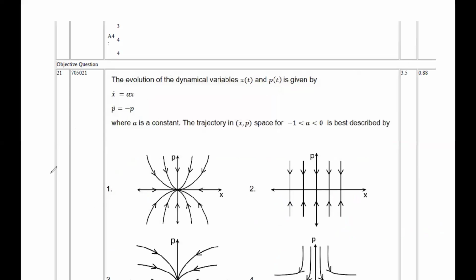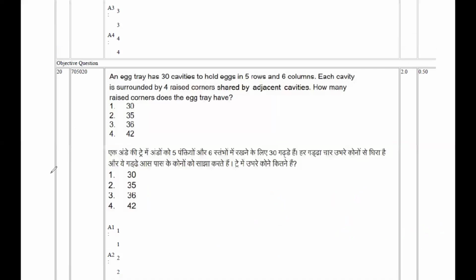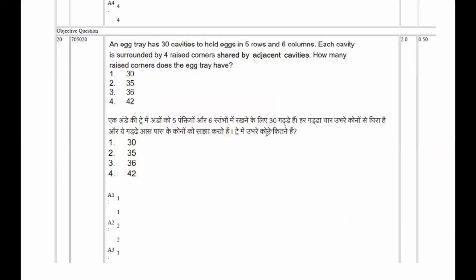Okay, so we're not doing part B, but we will do part A, 20th question. An egg tray has 30 cavities to hold eggs in 5 rows and 6 columns. Now, you know, one of the best questions from this paper under part A. All right. Very good question. So let's solve this. 30 cavities to hold, so there are 30 cavities like this, to hold eggs in 5 rows and 6 columns.